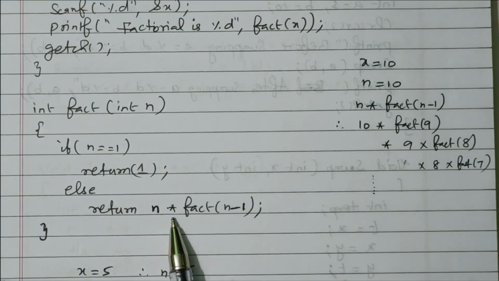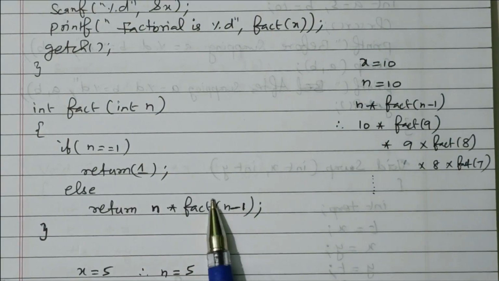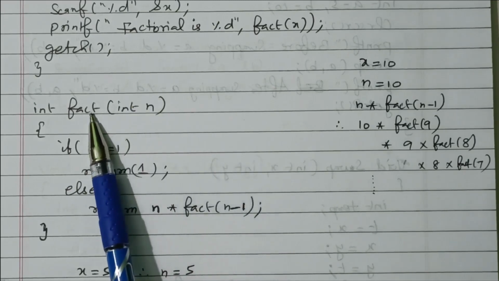Here 5 into factorial 4. What is the meaning? Again we are calling the function. That is called recursion. The same function inside itself it calls. It's called recursion. So again here we are calling the same function. So the control will transfer to this factorial.